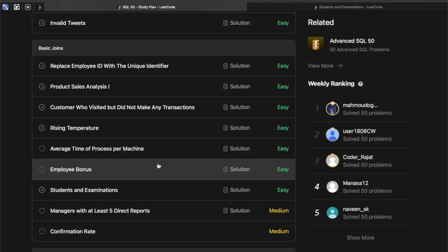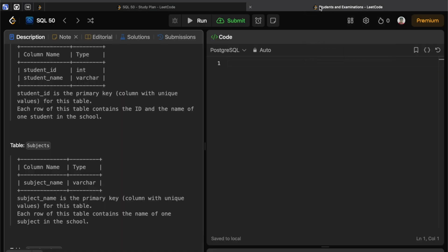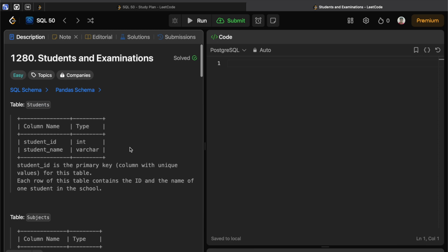Alright, as part of the SQL50 series, I want to pick up this students and examinations as the next problem. Even though it's under the easy category, I feel like it has one of the most important concepts in SQL that you will end up using daily, right?